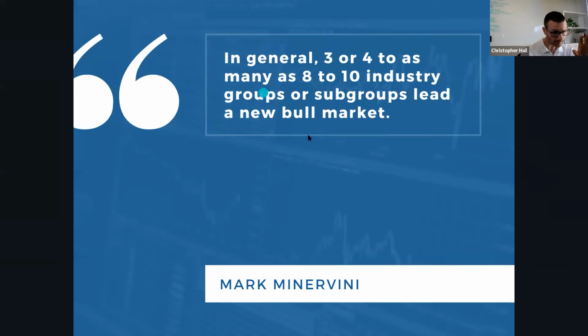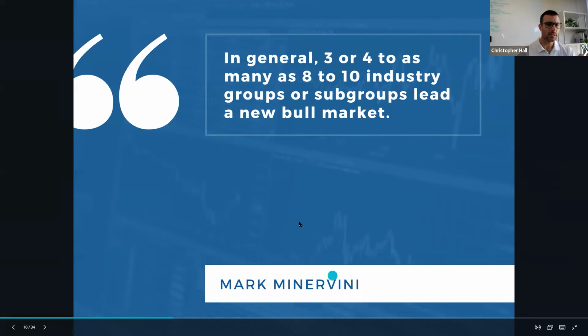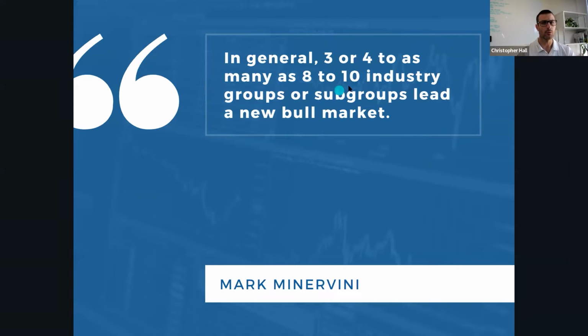A great quote from Mark Minervini is that he says, in general, 3 or 4 to as many as 8 to 10 industry groups or subgroups lead a new bull market. So think about the market in the last 12 months. We've had those critical minerals, we've had uranium, we've had a few other pockets that really shot the lights out and kept powering higher. We're looking at 8 to 10 industry groups or sub-industries that have led throughout 2021. And that's consistently happening. That's why we're surfacing all the time with the leading market themes, so that creates our shortlist to drill down and apply the fundamental filters and then look for VCPs, because in all likelihood, that's where we're going to get the best trades from.